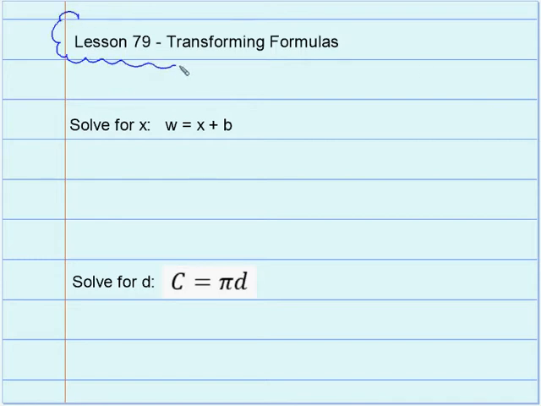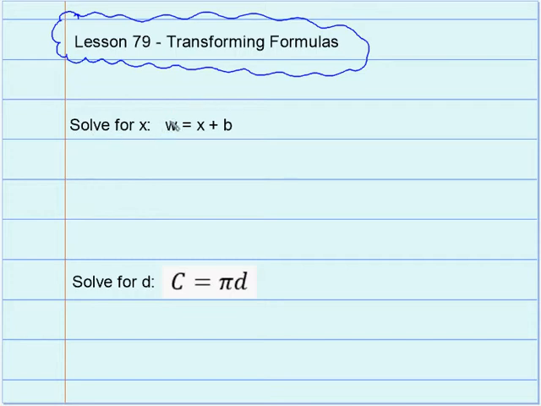Okay, this is Course 3, Lesson 79, Transforming Formulas. I guarantee you will probably have some questions. This will be a little tricky because we're going to deal with mostly variables instead of having some numbers in these equations, and that can be a little tricky. So we're still going to use inverse operations. We just won't be able to say that the variable equals a number. It's still going to have variables in it.